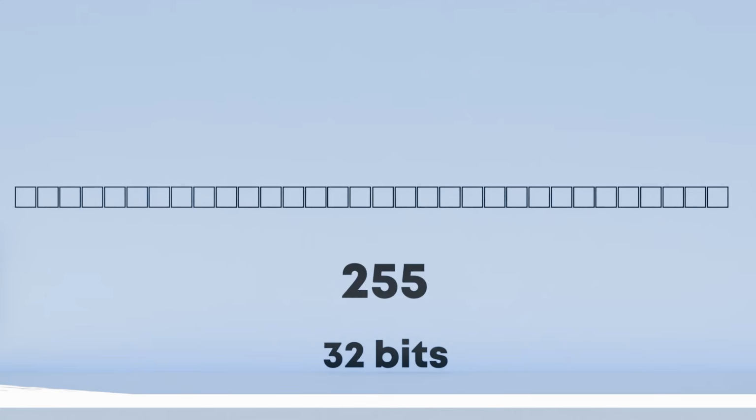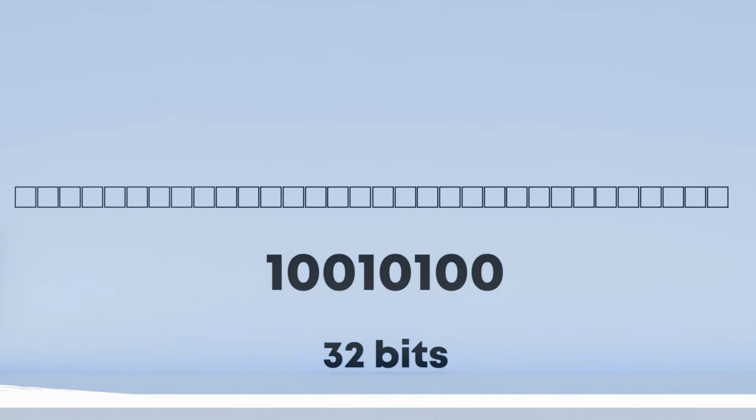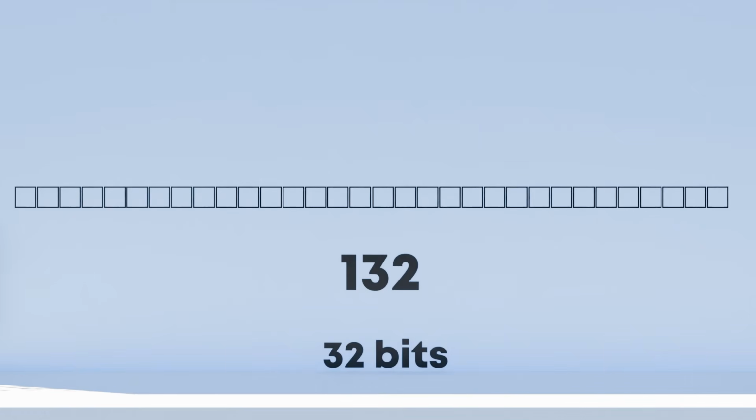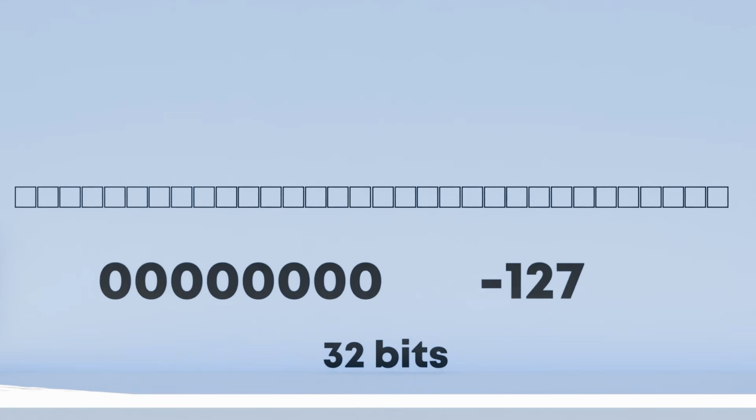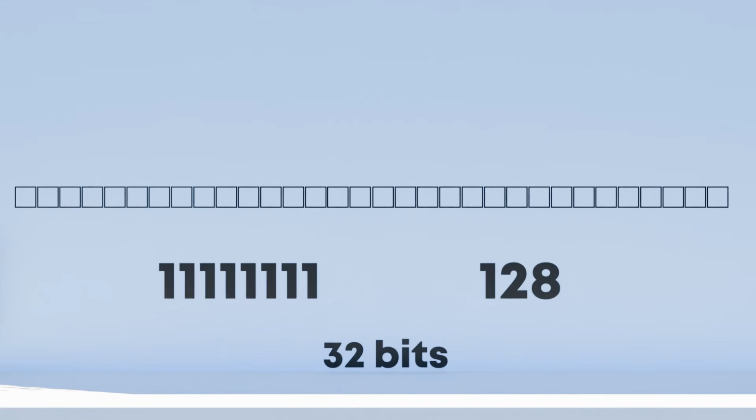What people have decided to do instead is to bias the exponent, which means to simply subtract a number, which in single precision is 127. So if our biased exponent is 10010100, then normally you'd think it's 148, but because it's biased, we subtract 127, and our exponent is actually 21. A biased exponent of all zeros would be minus 127, and all ones would be 255 minus 127, or 128.